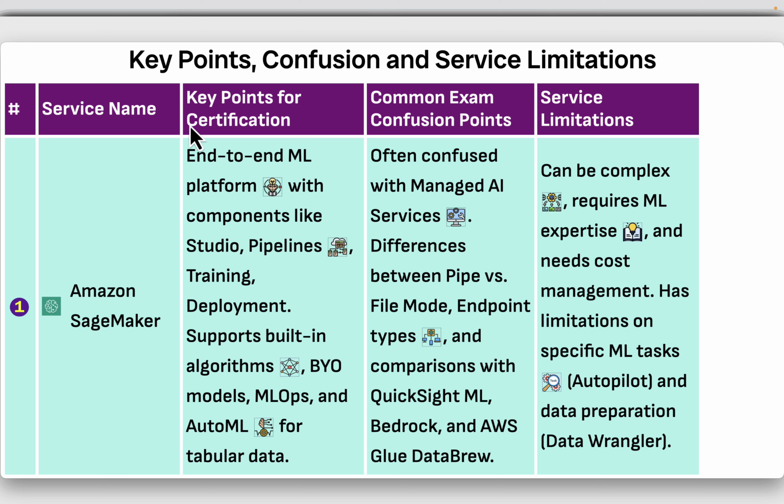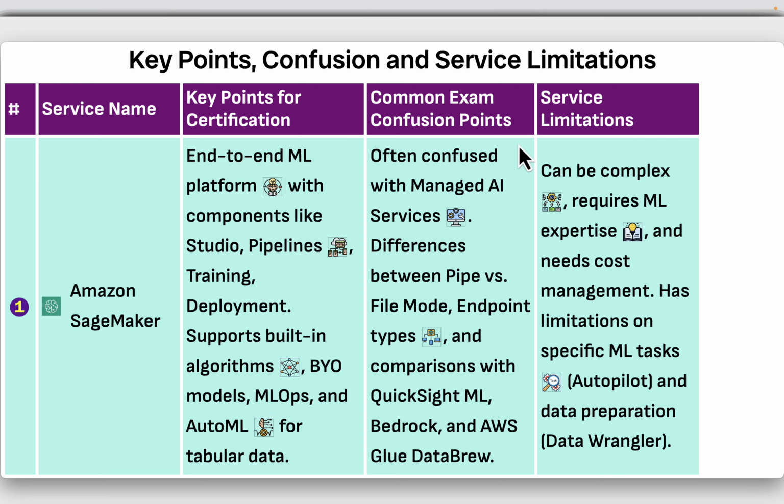Okay, next, the last table. We'll go through all the services once again: the key points, confusion, and some service limitations. So Amazon SageMaker. Key points for certification that we have to remember is end-to-end ML with components like Studio, SageMaker Pipelines, training, and deployment. It supports built-in algorithms. You can bring your own models, end-to-end MLOps, and AutoML for tabular data.